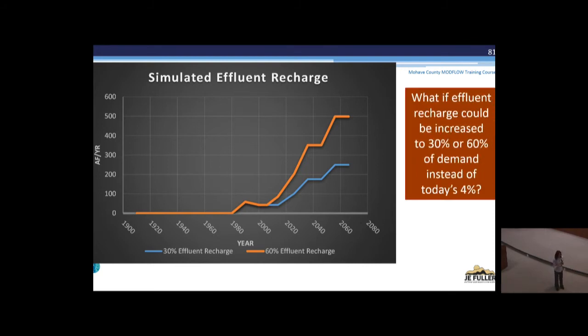And the question really is, what if effluent recharge could be increased from a measly 4% today to 30 or even 60% of total demand? So that means whatever people are wanting to get at their house, they're actually putting more than half of it back in the sewers, and that more than half is actually going into the ground and not being evaporated or lost along the way.